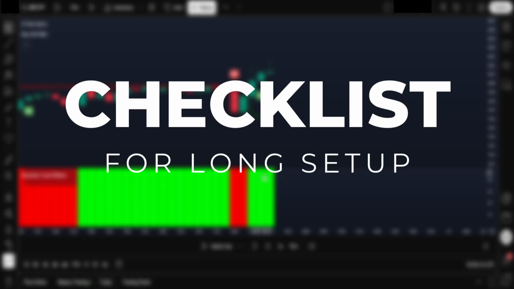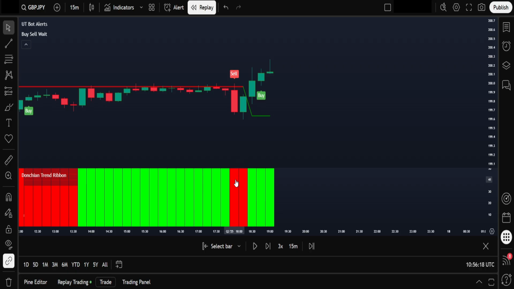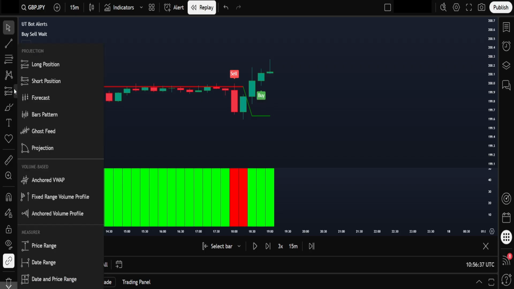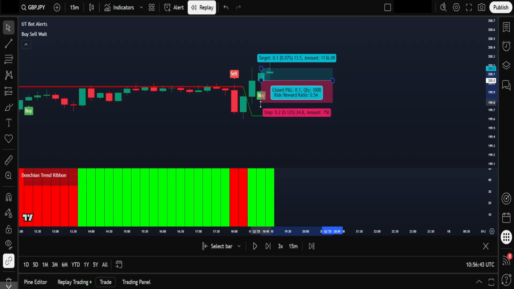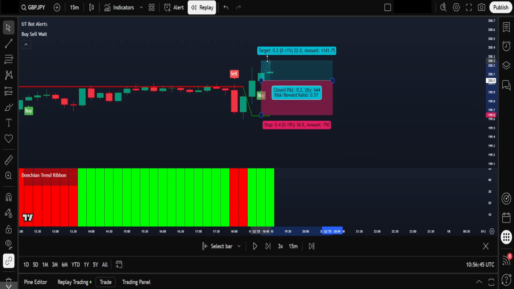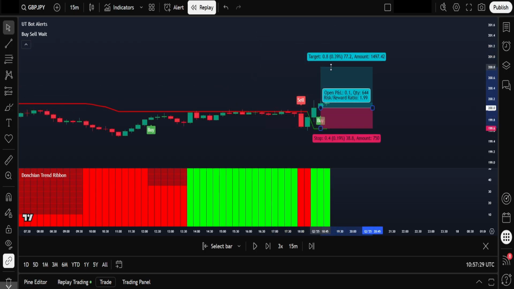Checklist for long setup. The Donchian Trend Ribbon flips from red to green and stays green. The buy-sell wait trend CI turns green and stays green. UT-Bot alerts prints a buy, while both the ribbon and the trend CI are still green. All 3 must be true on a closed candle. We act on the next candle open. Stop goes below the nearest meaningful swing low. Target is 2R.